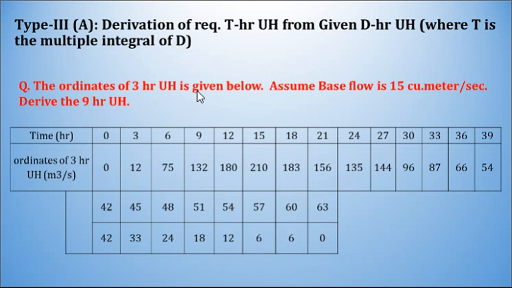The ordinates of the 3-hour unit hydrograph are shown below. Assume the base flow is 15 cubic meter per second and derive the unit hydrograph for 9-hour duration. So 9 is an integral multiple of 3, so that's why it is possible to find out the ordinates of this particular unit hydrograph. As you can see in the table, time in hours is given and ordinates of the 3-hour unit hydrograph are given in meter cube per second.